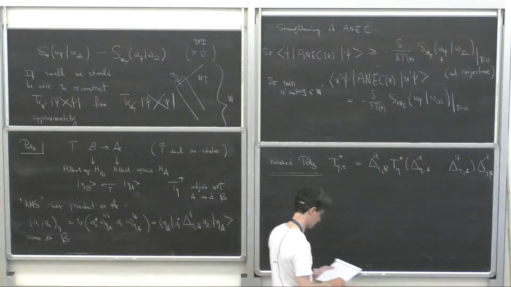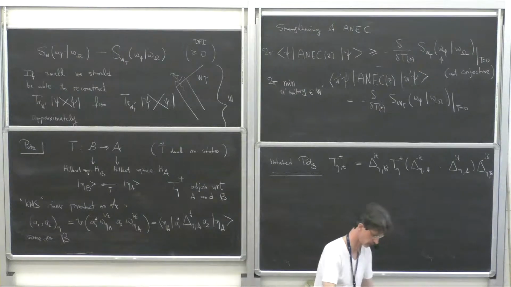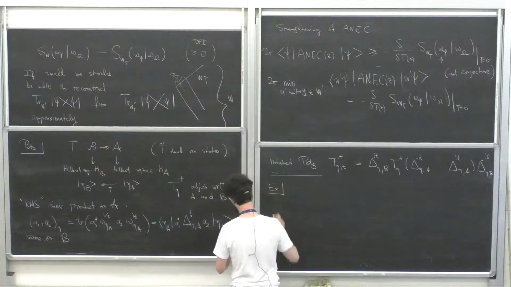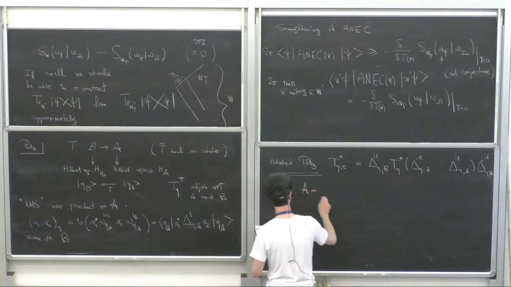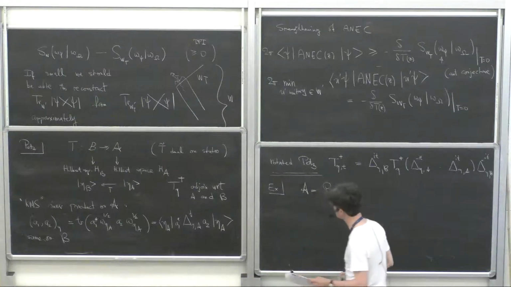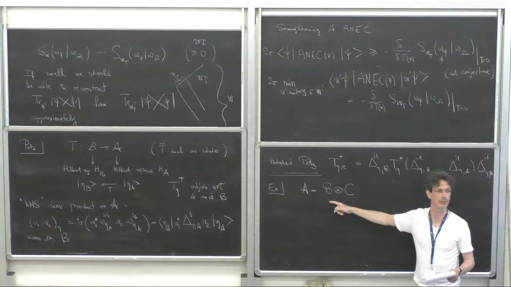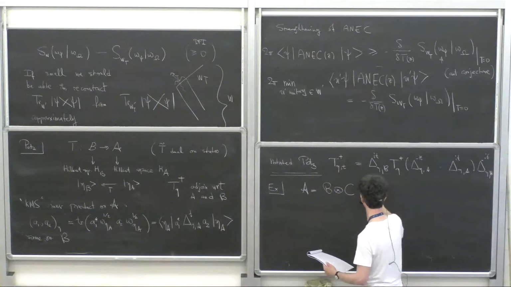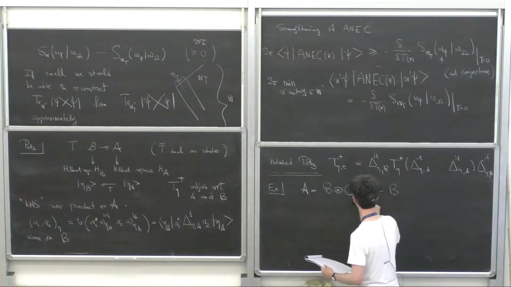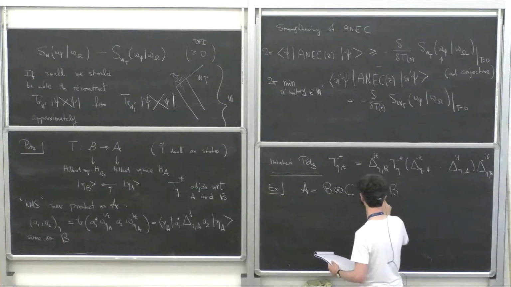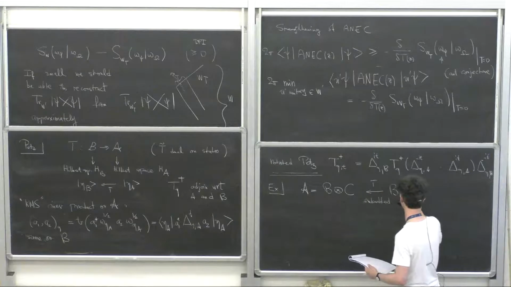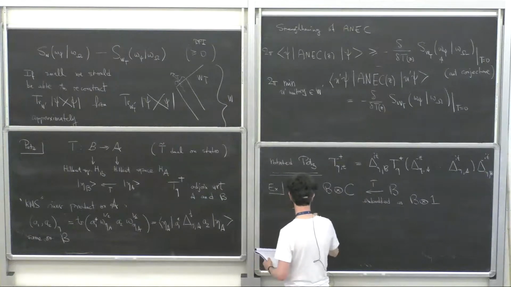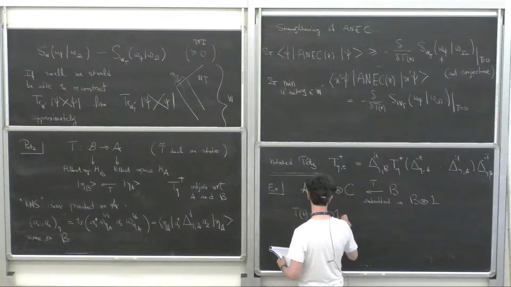So because this is maybe sufficiently unfamiliar to you, I'll write down a concrete example, concrete in quotes. So this is an exercise that you can do. So let's take A to be B tensor with some system C. And inside A you have B. And let's take the channel. So then you have B embedded as B tensor 1. So in other words, T of b is b tensor 1_C.